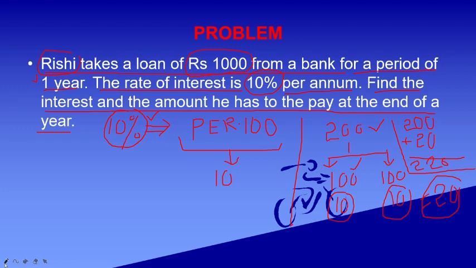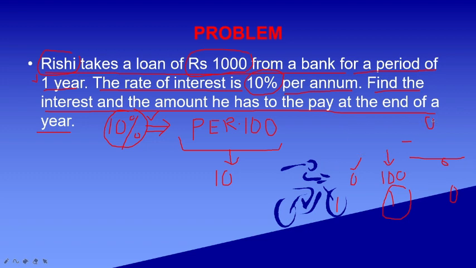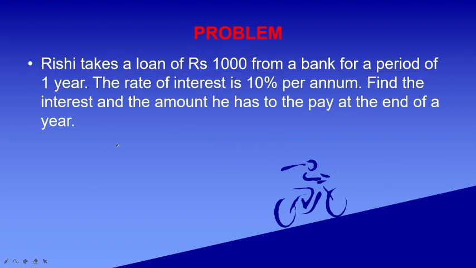So here we will discuss our this question. I will do a rough work here so you can get what is the interest and what is the principal amount. Here the question is, let's try to solve this question. Here the principal amount is 1000 rupees and the interest is 10% per annum for the 1 year.